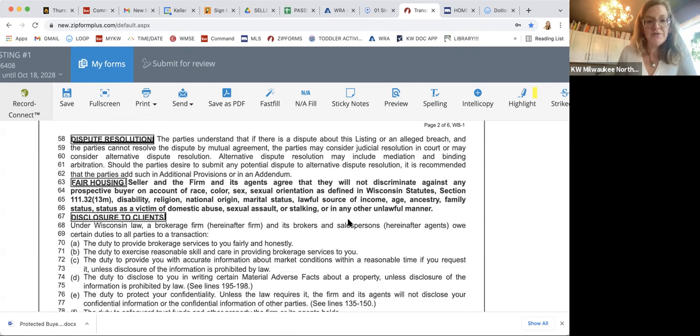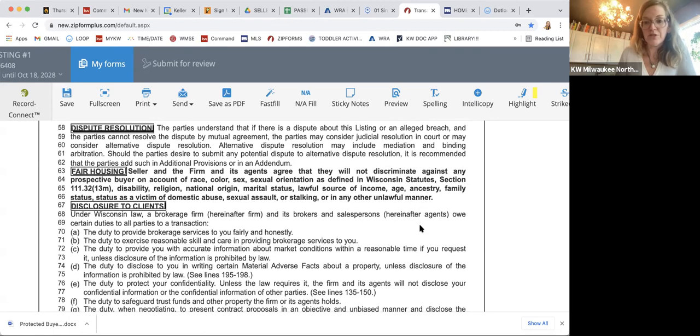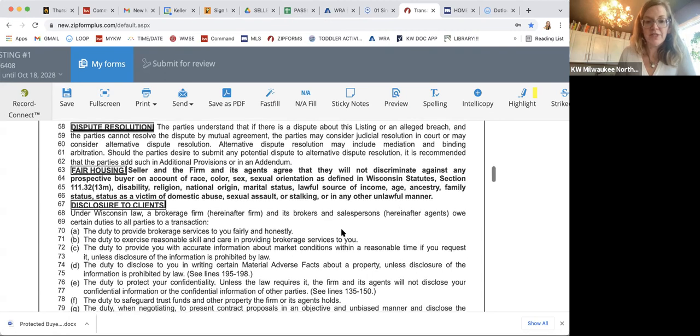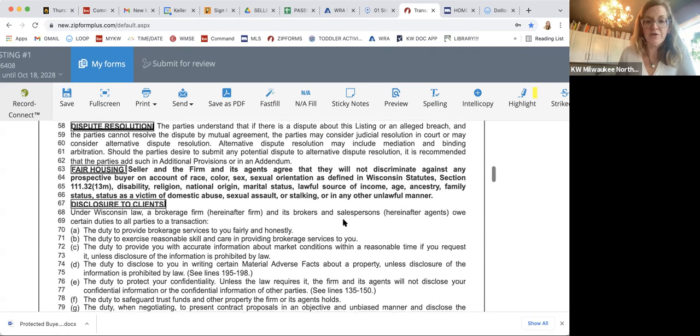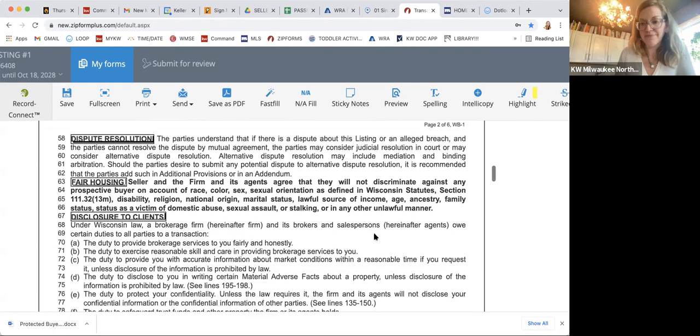Dispute resolution, lines 58 through 62. Parties understand that if there's a dispute about the listing or an alleged breach that the parties cannot resolve by mutual agreement, the parties may consider judicial resolution, or they may consider alternate dispute resolution. Generally, again, if it's not something that you can come to an agreement on with your seller, talk to Joan or me first thing.